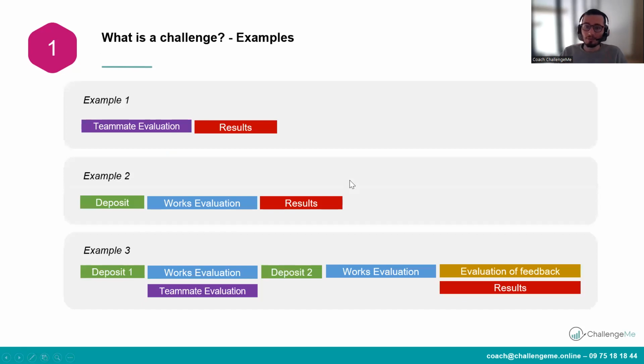So now we can see what a challenge is concretely. What we call a challenge at ChallengeMe is a peer review activity. For those who knew the old version, before, we could launch two kinds of challenge. The first option was the assessment of group members, which you can see in example number 1. You had a teammate assessment phase and a result phase. You could also launch assessment of work. In that case, you had a submission phase, an assessment of work phase, and a result phase. And you couldn't change the sequence of the phases.